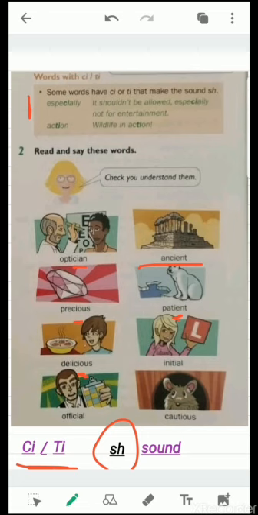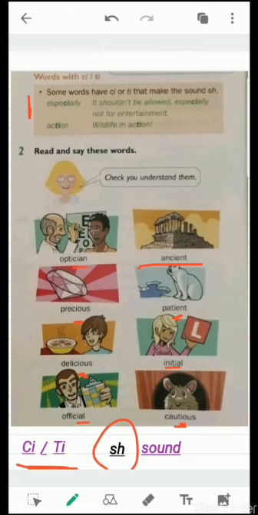Initial. Initial بمعنى الحرف الأول. Initial الحرف الأول. TI is pronounced sh. Initial الحرف الأول. We have official. Official means رسمي. قرار رسمي، خبر رسمي. So we have official رسمي. The CI is pronounced sh. Cautious. Cautious معناها حذر. حذر. Cautious. We have the TI. Cautious بمعنى حذر.